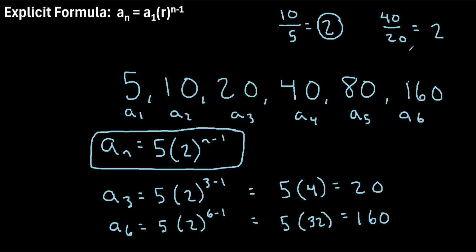And we can see that this is the correct answer because to get the next value in the sequence, we're just multiplying by 2. So 5 times 2 is 10, 10 times 2 is 20. So if we have a5 over here and we want to get a6, 80 times 2 is indeed equal to 160. So we know that we got the right answer.